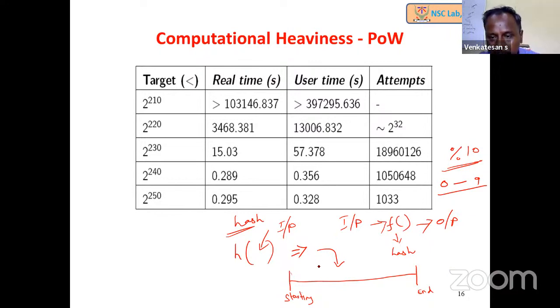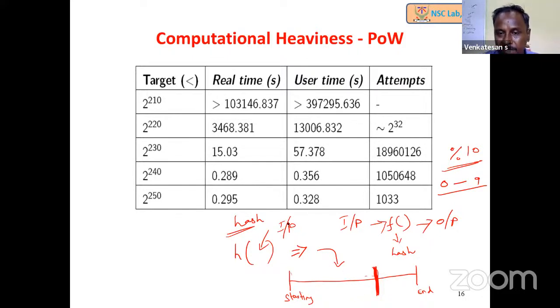Now the puzzle is, I put a cutoff here, which is called the target. I say that you find the input, give it to the hash function, let it produce the output, but that output should be in this range. If it is coming here, then that input is not accepted. It can lie in any of these places, but I say that it should be within this range. So this is what the puzzle is.